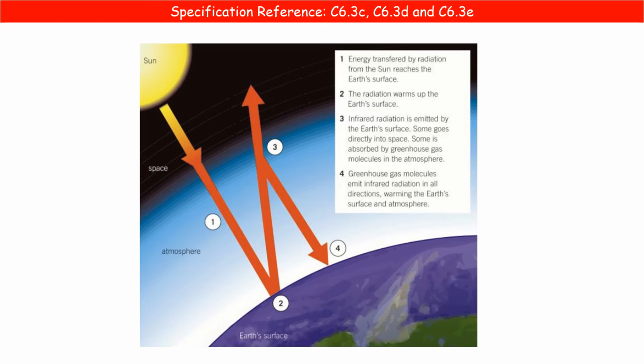Now, some of that is going to go straight back into space and be lost. Some of it will be absorbed by greenhouse gases in the atmosphere itself. Any of that infrared radiation absorbed by the greenhouse gas molecules are then going to emit infrared radiation in all directions, which leads to the warming of Earth's surface and the atmosphere. Obviously, the greater the amount of greenhouse gas molecules in our atmosphere, the greater the amount of infrared that will be absorbed by them, and the greater the amount of infrared radiation they will re-radiate back towards the surface of the Earth. So the greater the warming effect.